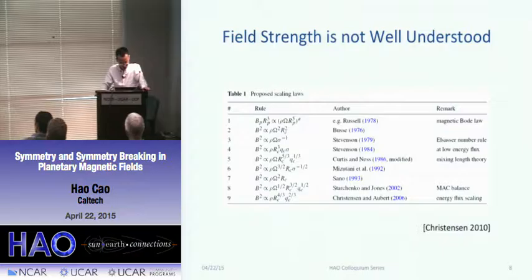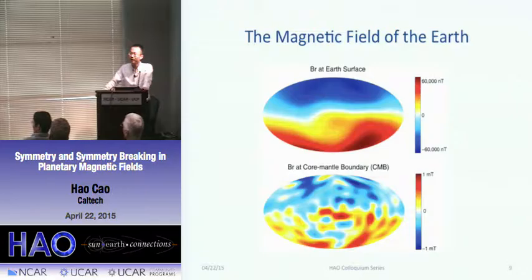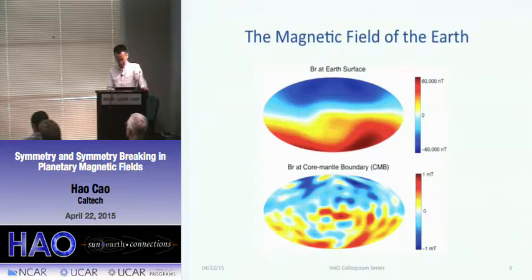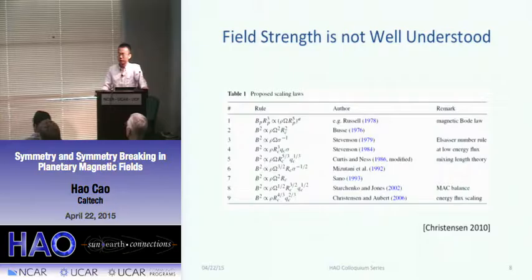And we still do not understand why there's such a large range of field strengths. And here, in a review paper by Ulrich Christensen, he listed 9 scaling laws for the magnetic field strengths. And none of them actually work for all the planets we know. That's why we have 9, otherwise we would just have one. That's one per planet. So they work for a class of planet, like ice giants.